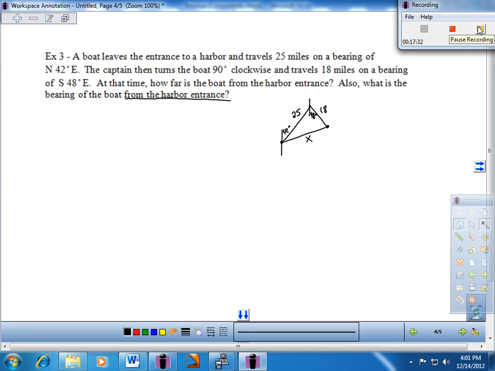Now, I had mentioned that this is actually a right triangle. We should actually show that that is the case here. So take a look at the numbers and the way I drew this for just a second. And I see the 48 degrees right in here. I hope everyone's okay with that. From the south axis to here was 48 degrees.